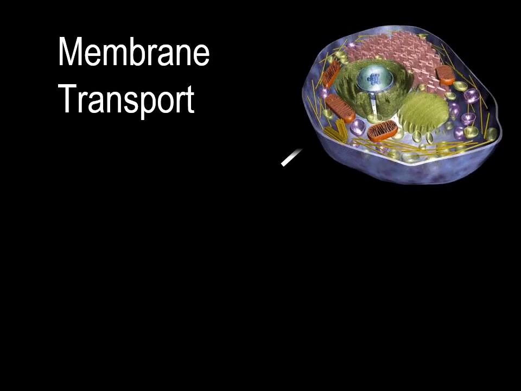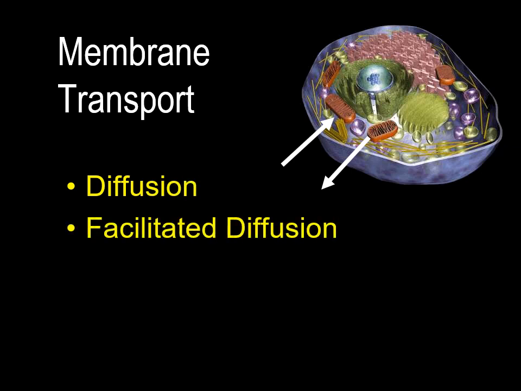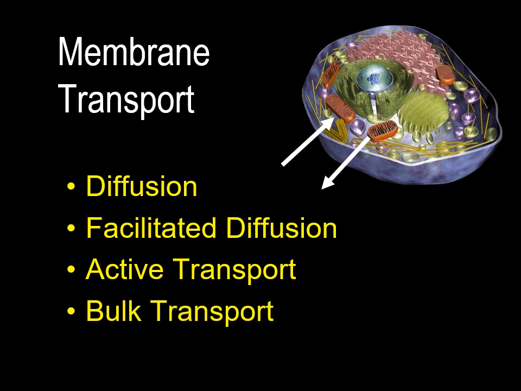There are four major means whereby substances can cross the plasma membrane. These include simple diffusion, facilitated diffusion, active transport, and bulk transport. We'll look at each of these in turn, beginning with simple diffusion.